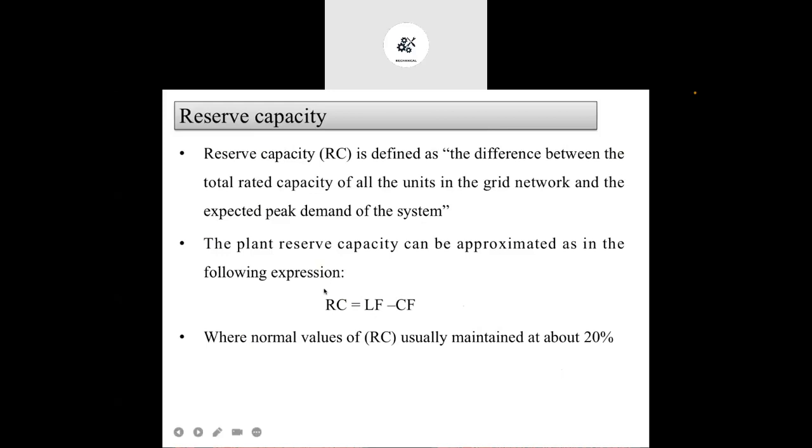The formula we can use is: reserve capacity is equal to load factor minus capacity factor. The normal value of the reserve capacity is usually maintained near about 20%. So 20% of that capacity is not used. It is kept for emergency purposes, or we can reserve that particular capacity of the power plant.